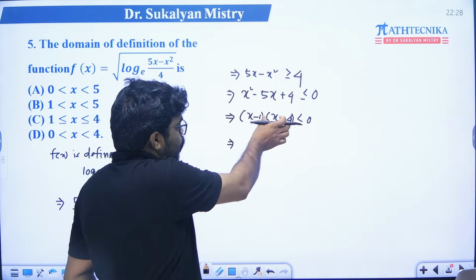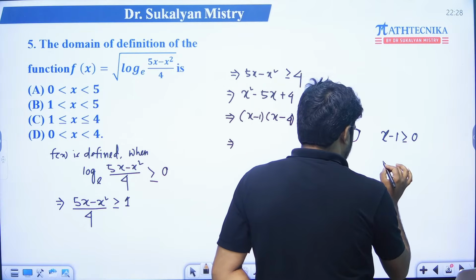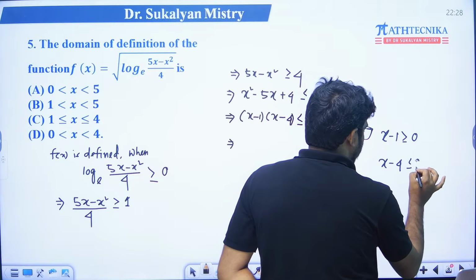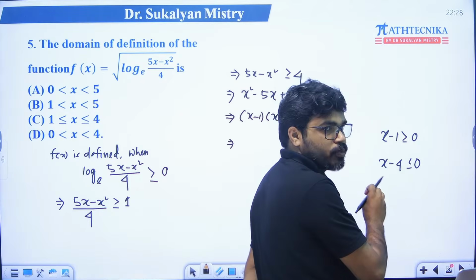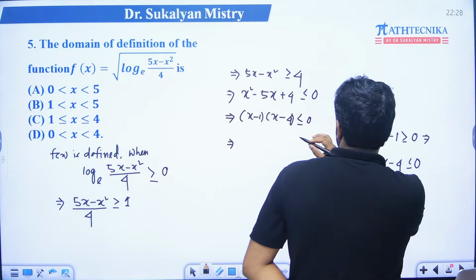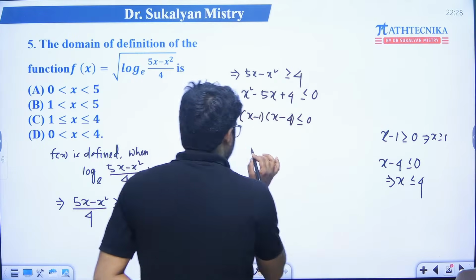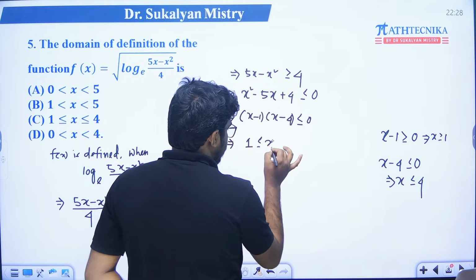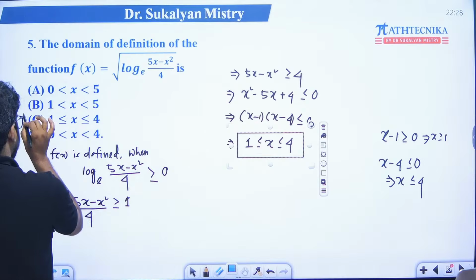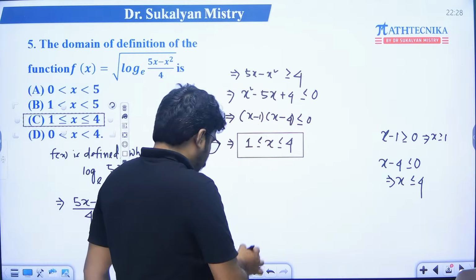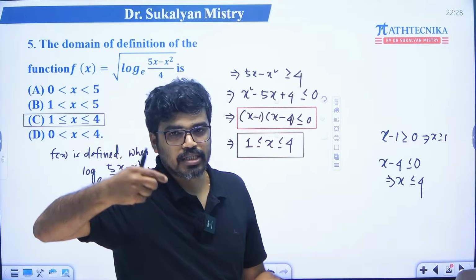So both cannot be positive. Either this is greater than or equal to 0 or this is less than or equal to 0, that is one possibility, because when we multiply, the result is negative. Both can never be negative and both can never be positive, because the product is negative. So x is greater than or equal to 1 and x is less than or equal to 4. So the range of x will be 1 less than or equal to x less than or equal to 4. The product of these two terms is negative, so one of them must be negative.